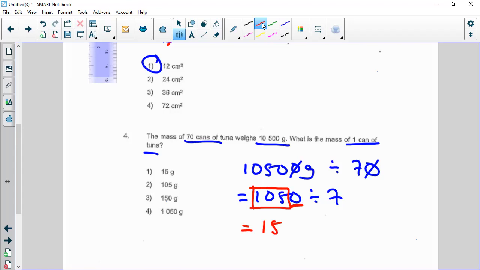And what is cover? Cover means you must put back later. So you cover the 0 and then you put back. So cover the 0 and then put it back after you divide. So you will get 150.